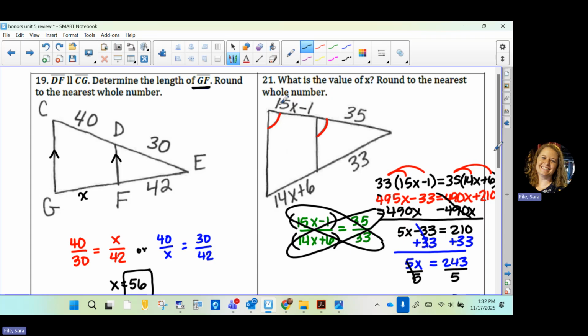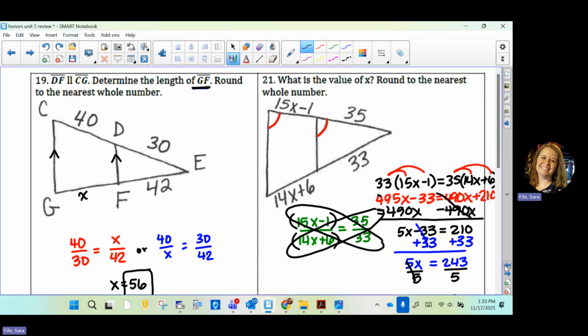I could do it that way if I wanted to combine these and look at this side as a whole. Okay, I could do 35 is to that sum as 33 is to this sum, and that would work as well. But I don't have to because these are parallel. It splits it proportionally. So that's just an extra step I don't have to do, but you would get the same answer if you did that correctly.